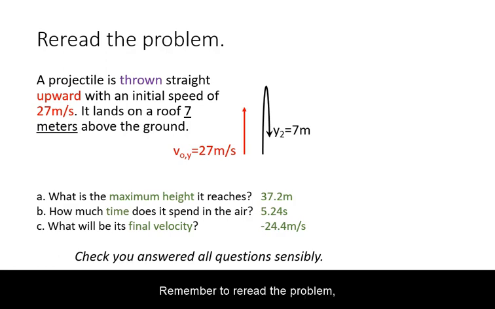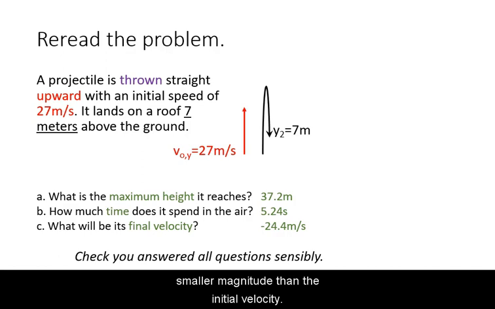Remember to reread the problem and check that your answers make sense. In this case, it is important to note that the maximum height must be greater than the final height. It is also important to check that your final velocity is negative, and in this case must have smaller magnitude than the initial velocity.